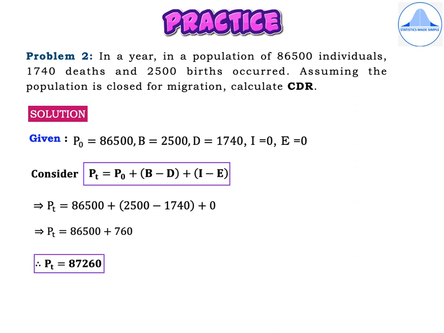The second problem is a different kind, so do practice it. In a year, in a population of 86,500 individuals, 1,740 deaths and 2,500 births occurred. Assuming the population is closed for migration, calculate CDR.